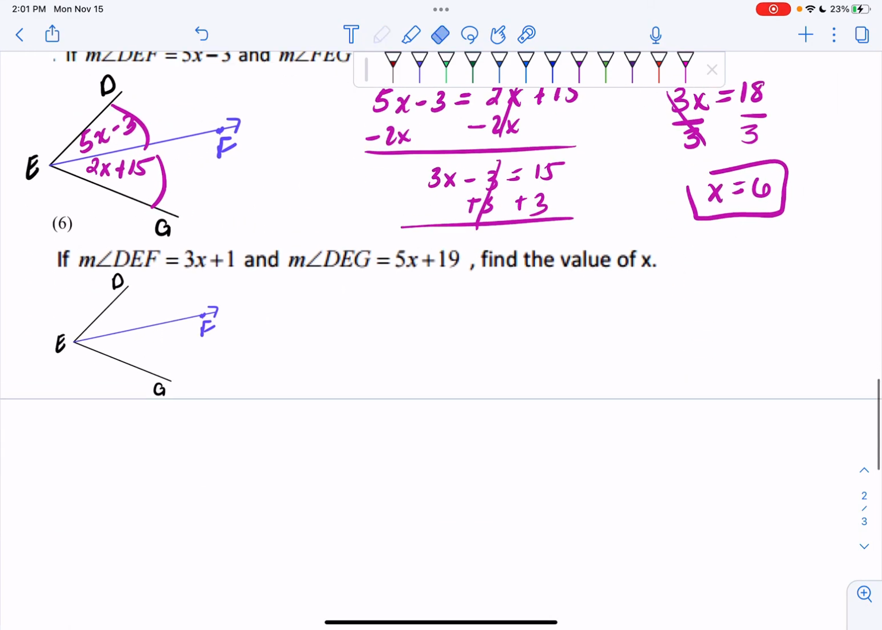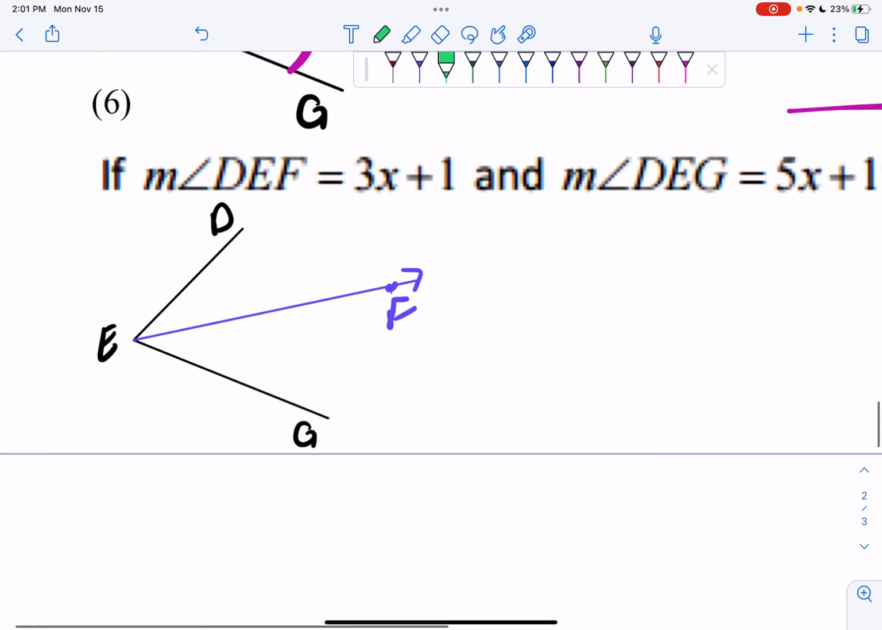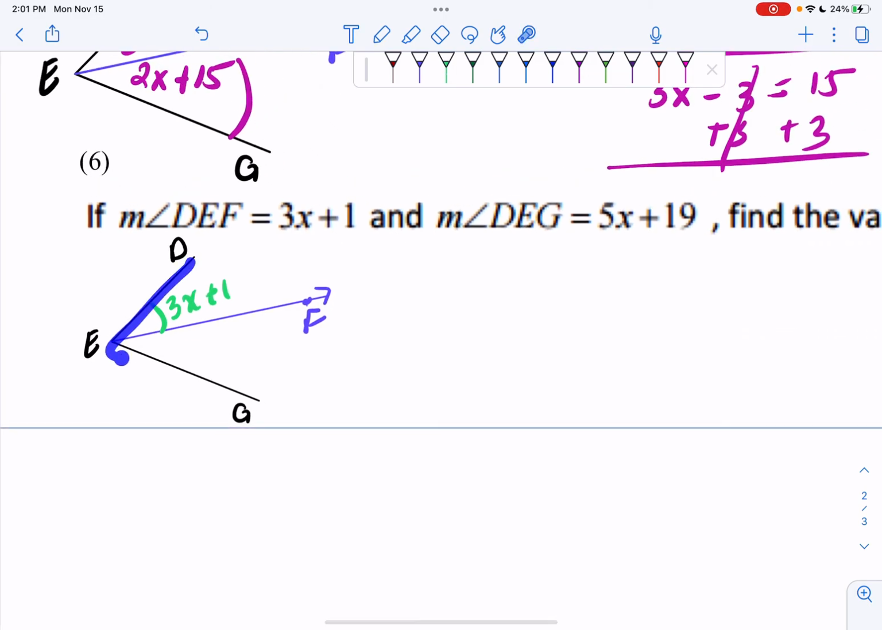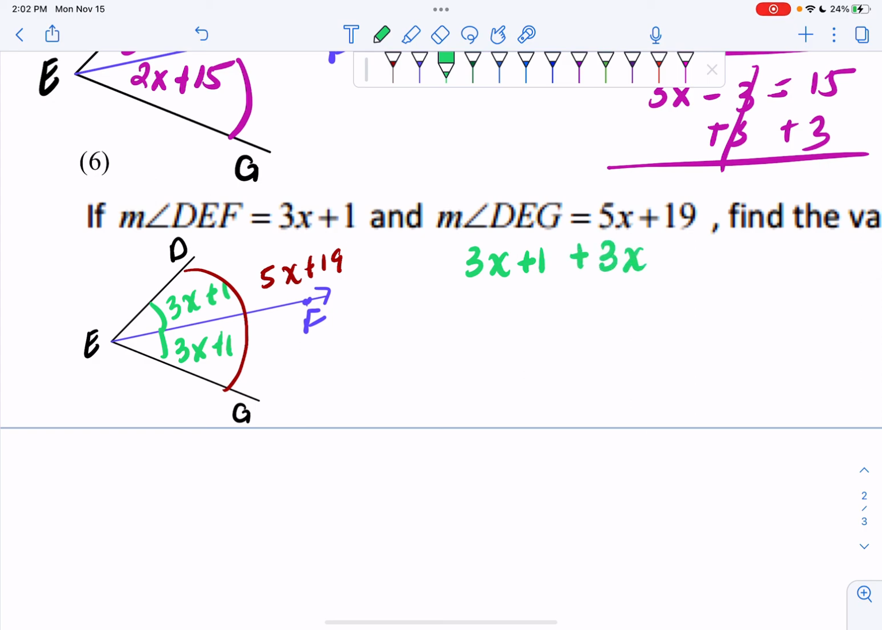Number 6. The measure of angle DEF is 3x plus 1. And the measure of angle DEG is 5x plus 19. So that's my whole angle. But here's the thing. I know that this angle is 3x plus 1. This angle is also 3x plus 1 because it's an angle bisector. So I have 3x plus 1 plus 3x plus 1 equals 5x plus 19.